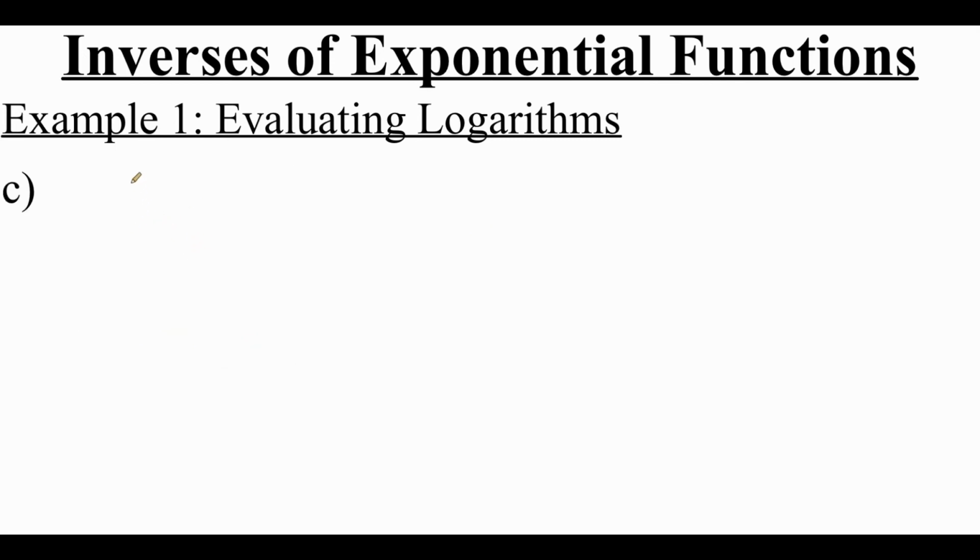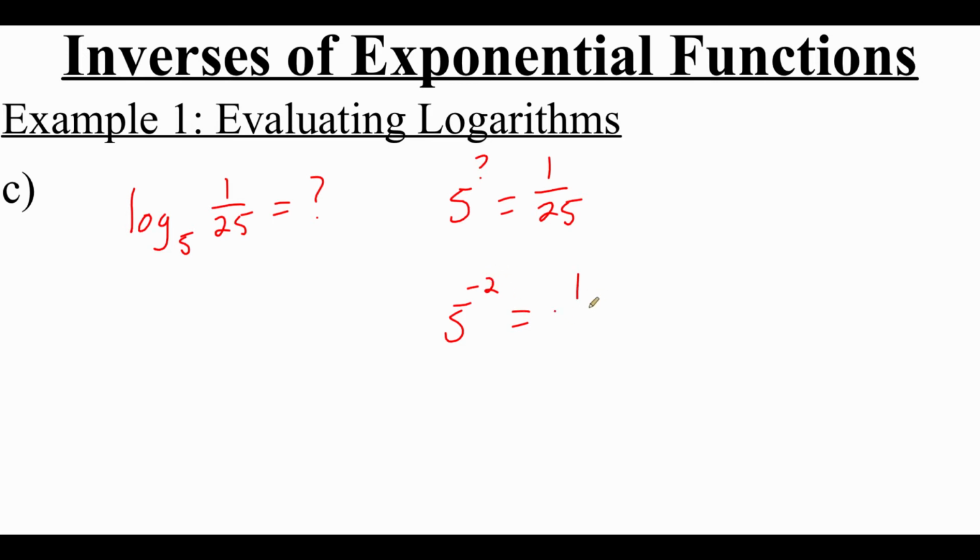Or if we looked at another example where we had log base 5 of 1 over 25 equals some unknown value, we would be thinking to ourselves, 5 to what power gives me 1 over 25 as the answer? And it's going to be 5 to the negative second power, because with that negative second power I would really write that as 1 over 5 squared, and 1 over 5 squared is 1 over 25. So the answer to log base 5 of 1 over 25 is negative 2.